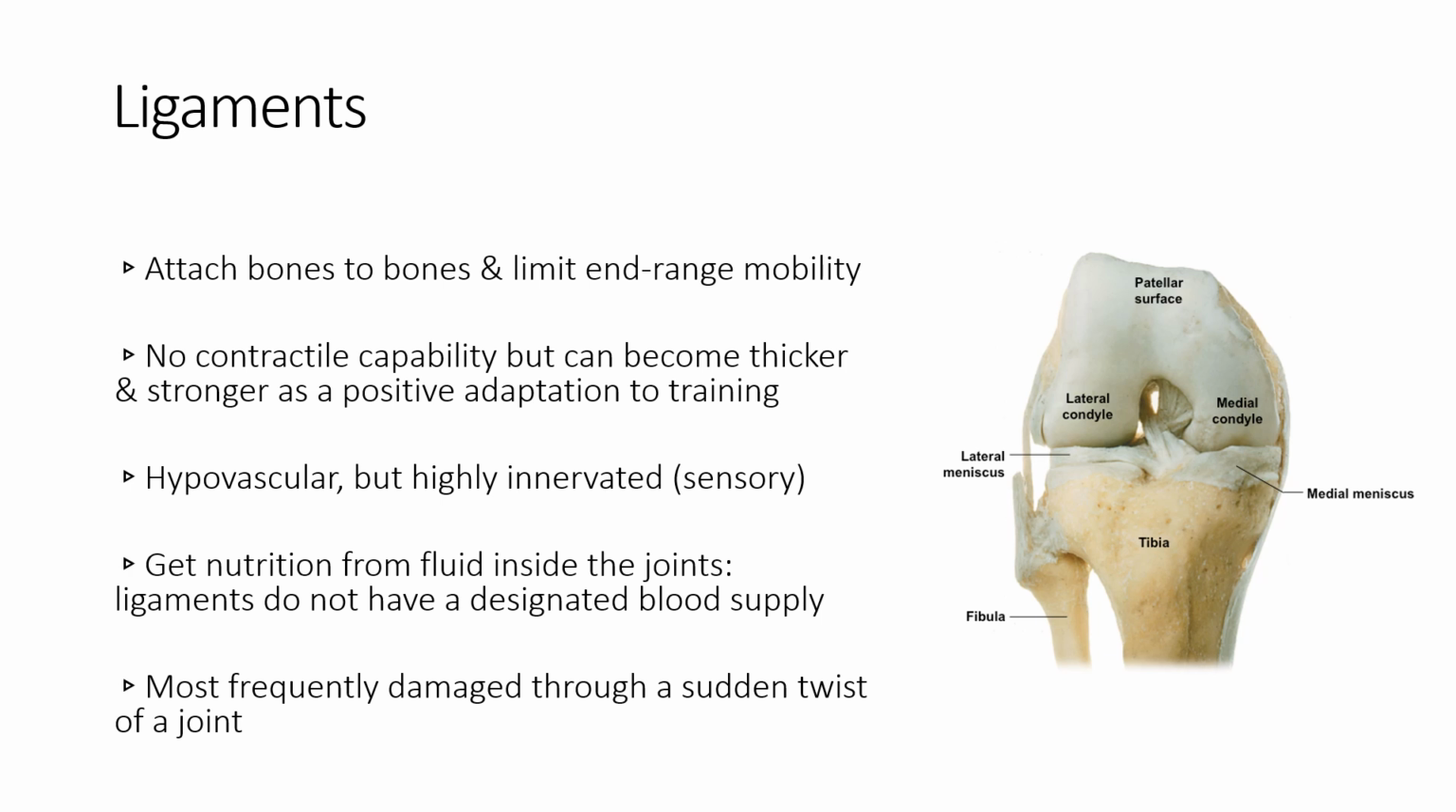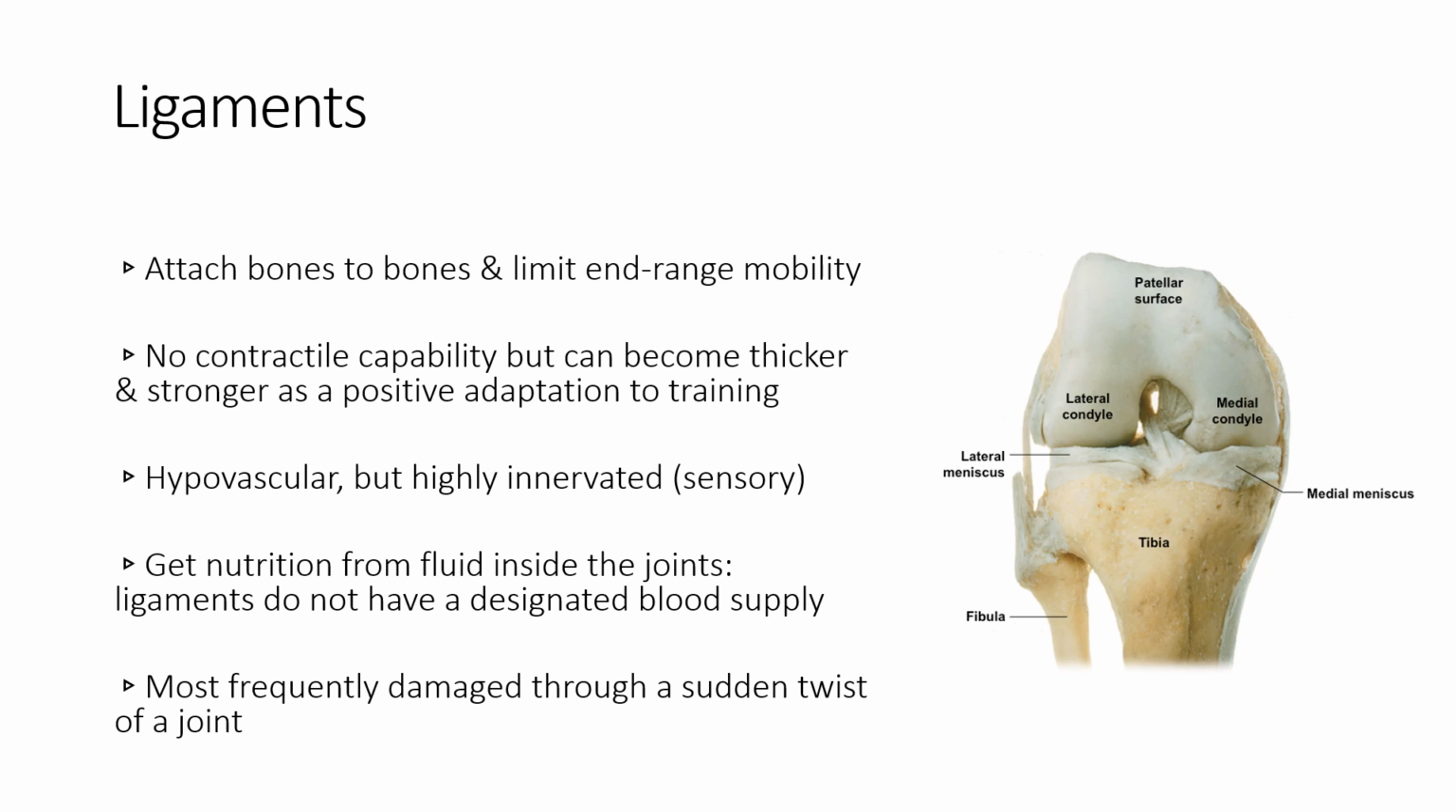While ligaments themselves do not possess contractile capability, they can become thicker and stronger as a positive adaptation to training or stress over time. Ligaments are hypovascular, meaning they have limited blood supply, but they are highly innervated, providing sensory feedback to the central nervous system. Ligaments receive nutrients primarily from the synovial fluid within the joints, since they do not have a designated blood supply.